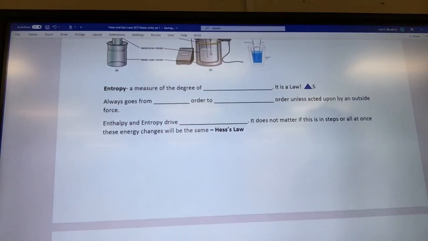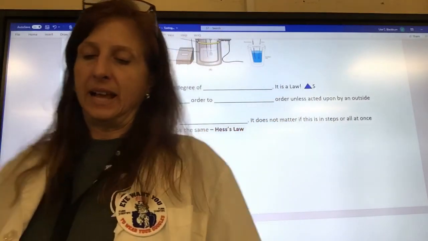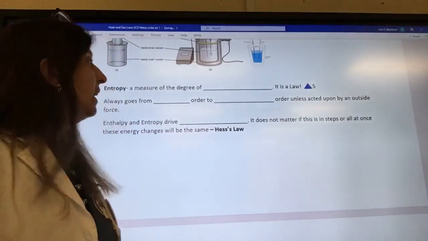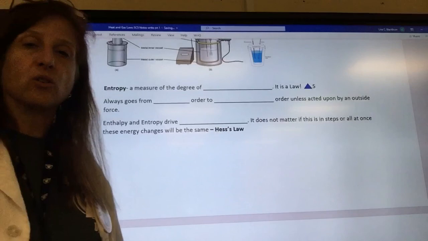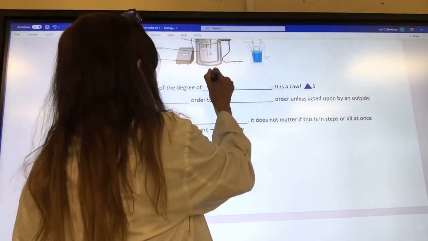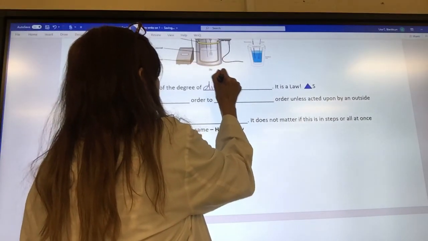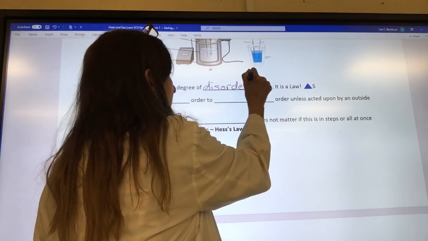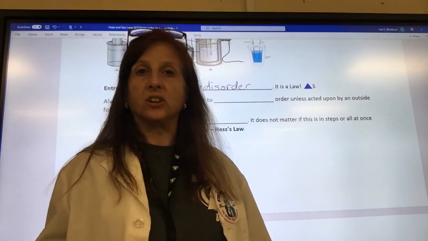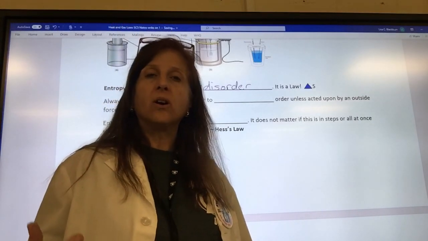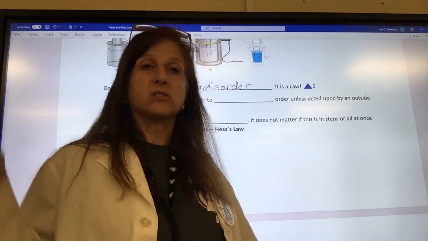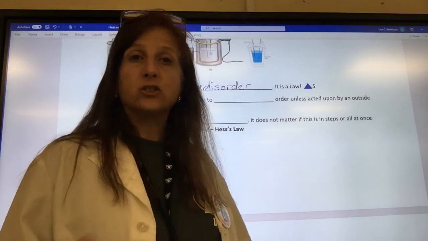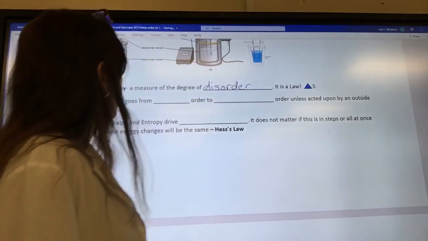Okay, so another concept that has to do with this is the concept of entropy. Entropy is the measure of the degree of disorder of a system. We know that a solid in its crystal lattice has more order than a gas where the molecules are just zipping around wherever they want. So entropy would be a measure of the amount of disorder in a system.